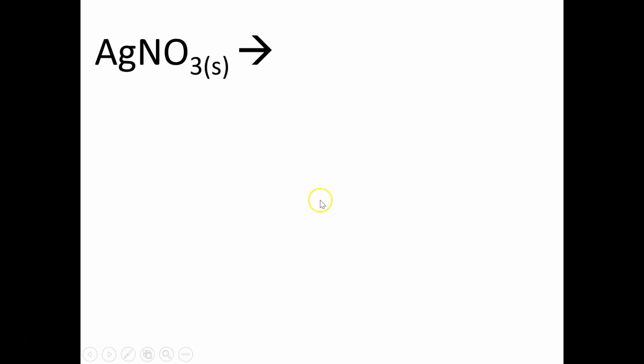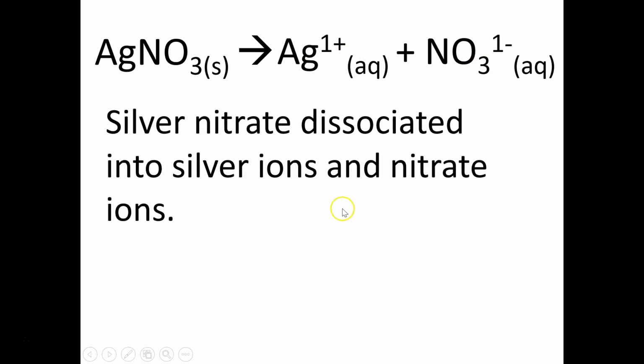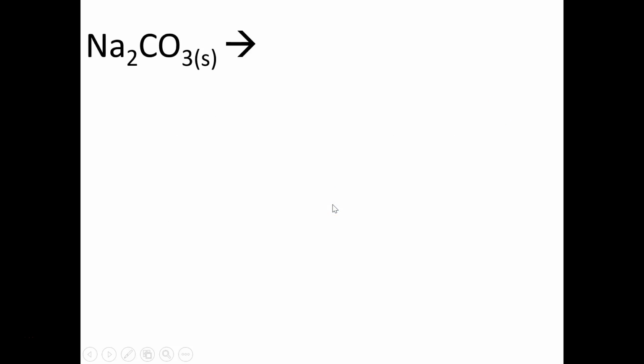So if you did this correctly, you should have dissociated your silver nitrate into silver ions and nitrate ions, and then the statement here is going to be something like this: silver nitrate dissociated into silver ions and nitrate ions. So again, make sure that you realize that we've got some sort of solid, we put it in water, it dissolves, and then we get these aqueous ions as products. Again, try the next one. Feel free to pause the video for a couple minutes, give it a shot, and then come back and see how you did.